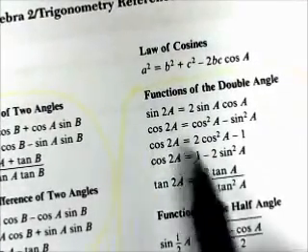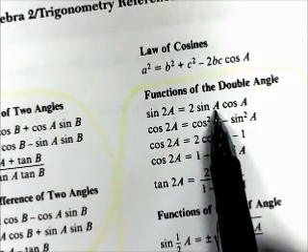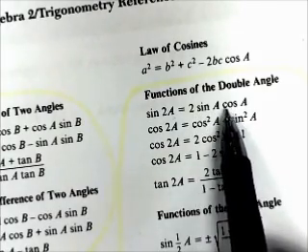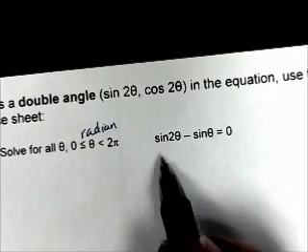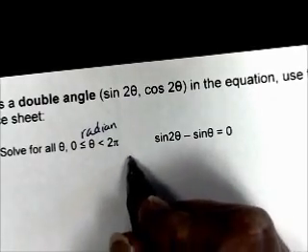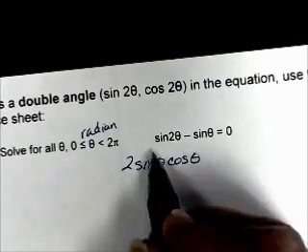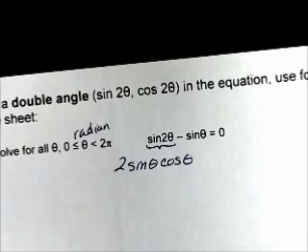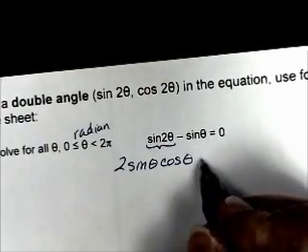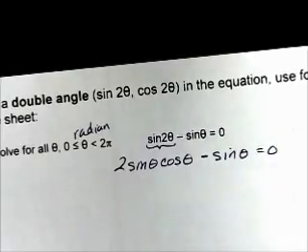and the sine of 2 theta, or 2a, is equivalent to 2 sine theta cosine theta. So we're replacing that sine of 2 theta with 2 sine theta cosine theta. Took that and replaced it with its equivalent from the reference sheet. Copy down the rest of the equation. Minus sine theta equals 0.